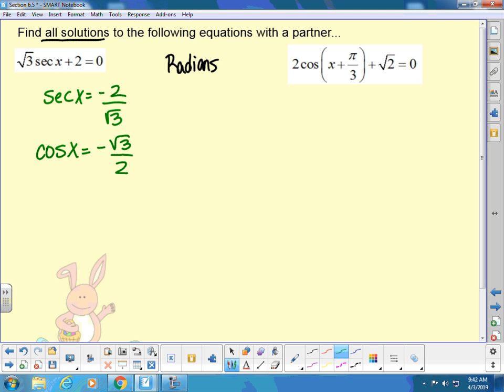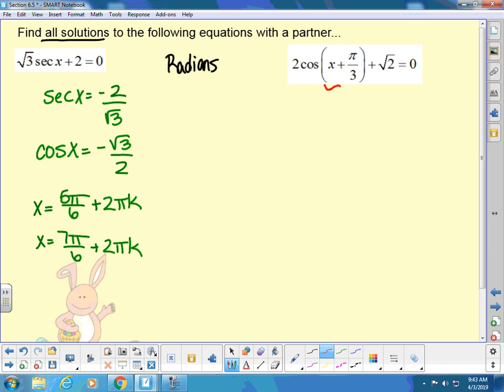All right, so get the secant alone, make it a cosine, makes it a little easier to find. Where in radians on your unit circle is cosine negative rad 3 over 2? 7 pi over 6. Okay, and it's the third quadrant one. What's the other one? Quadrant 2. 5 pi over 6. And then because it wants all solutions, what do I add to the end? 2 pi k, to each of those.